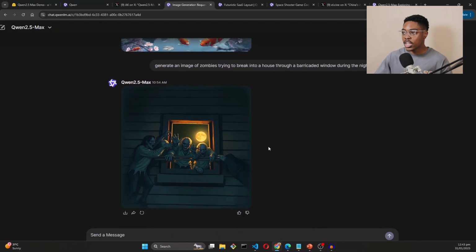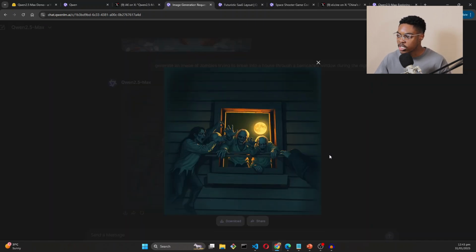So for the last one, I went and asked for zombies trying to break into a house through a barricaded window during the night. Okay, this is what I received. The image really isn't the best. It looks really animated, and I wanted an image which was a bit more real. Yeah, but this is amazing. Everything I was asking for is in the image.